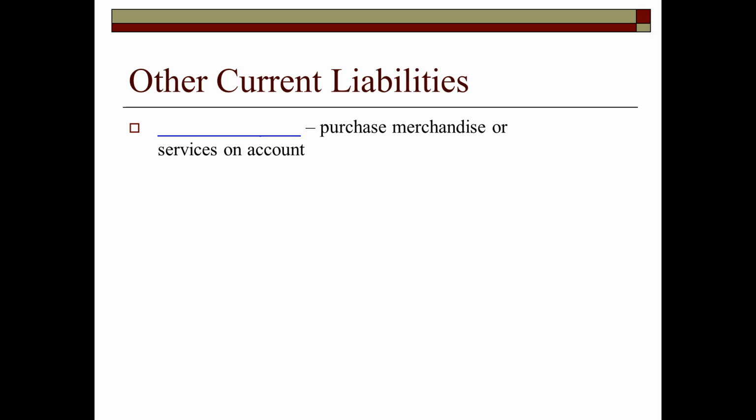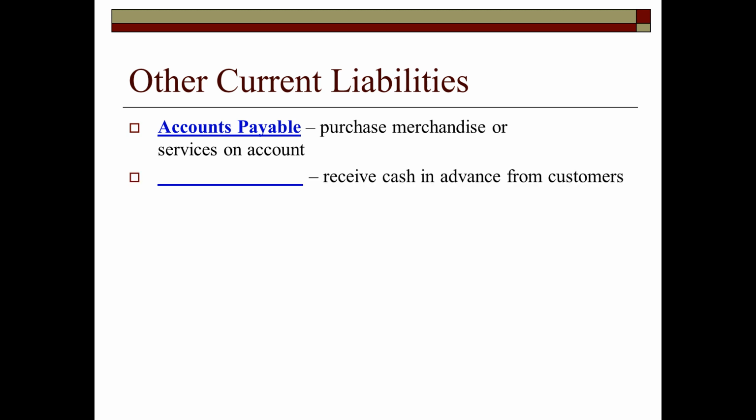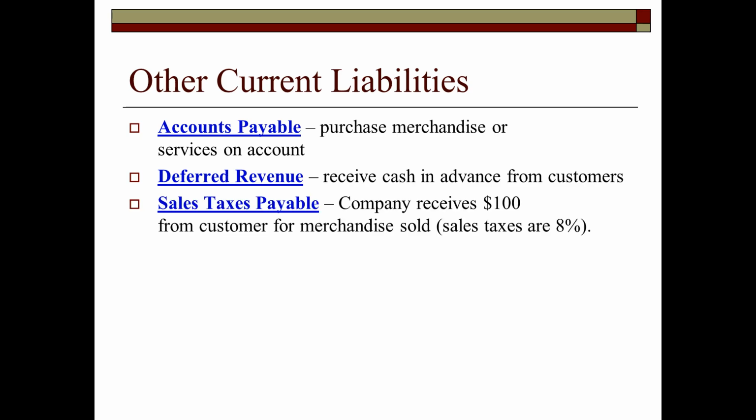There's other current liabilities, so if we purchase merchandise or services on account, we're going to use a liability called accounts payable. Deferred revenue, we've talked about that when we receive cash in advance prior to performing the service. Sales taxes payable, or when the company has to accrue and allocate sales taxes from every sale. So if there was an 8% sales tax, the company would collect on a $100 sale, 108 from the customer. It would set up a sales tax liability for the $8 of sales taxes, and its revenue would only increase by the $100. So we don't include the 8% sales tax as revenue because we have to just pass that through onto the state government.